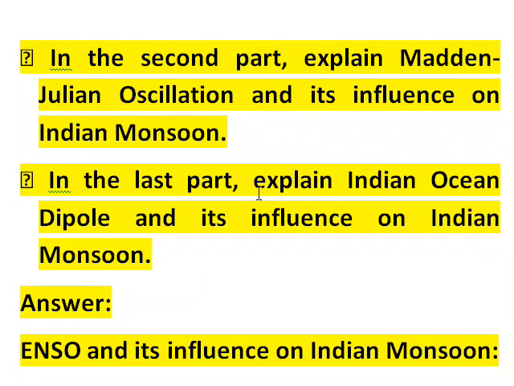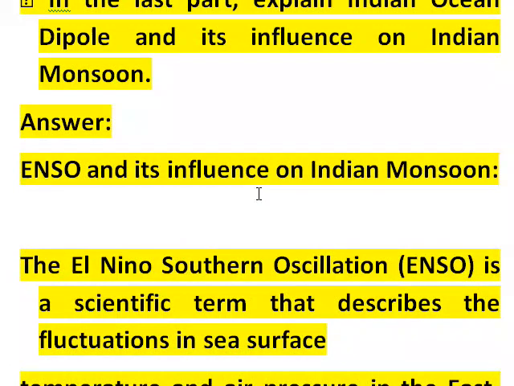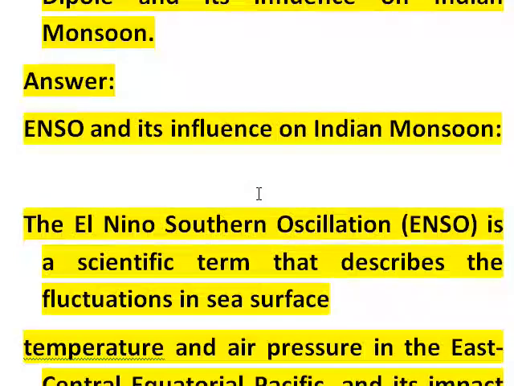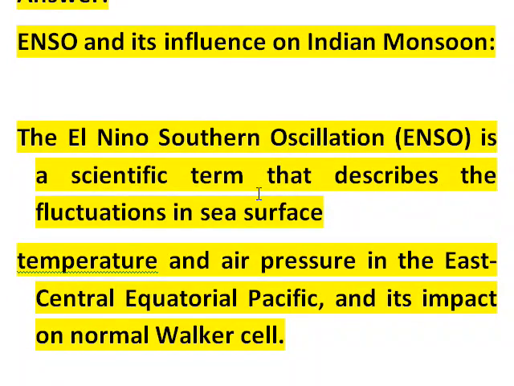Answer: ENSO and its influence on Indian monsoon. The El Nino Southern Oscillation (ENSO) is a scientific term that describes the fluctuations in sea surface temperatures and air pressure in the east central equatorial Pacific.